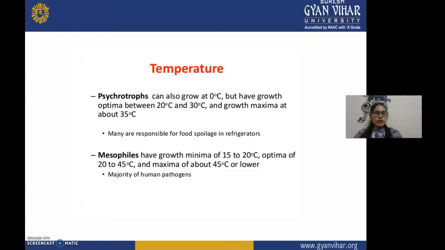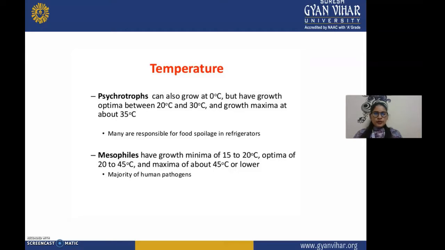Psychrotrophs can also grow at 0 degrees Celsius but have growth optima between 20 and 30 degrees Celsius, and growth maxima at about 35 degrees Celsius. So many are responsible for food spoilage in refrigerators.